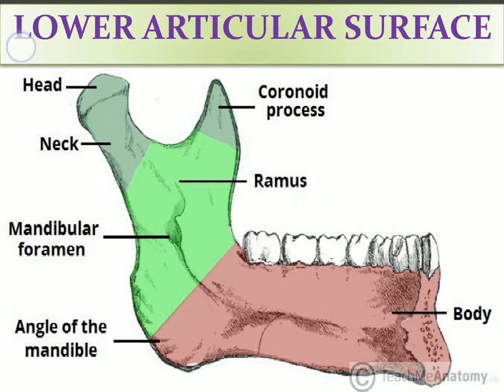The lower articular surface is formed by the head of the mandible. This is the mandible bone. This is the ramus of the mandible. It has two processes. So this is the head, this is the neck, and this head is the lower articular surface of temporomandibular joint.